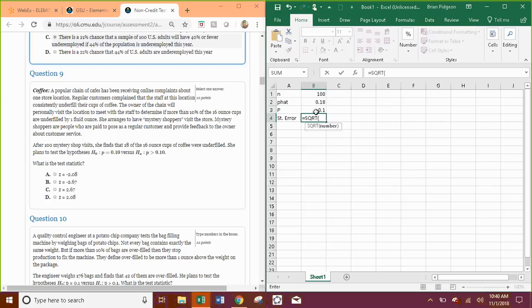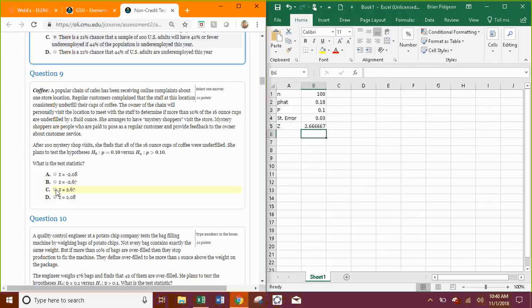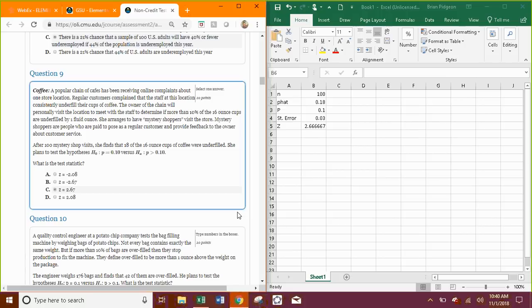So we calculate our z-score. Now, in order to do that, though, I don't want p-hat. P is 0.10. We need to find a standard error. Now remember, we are assuming that the null hypothesis is true. So we are assuming that p is 0.1. So when we calculate the standard error, we use 0.1 and not 0.18. 0.1 times 1 minus 0.1 divided by 100.